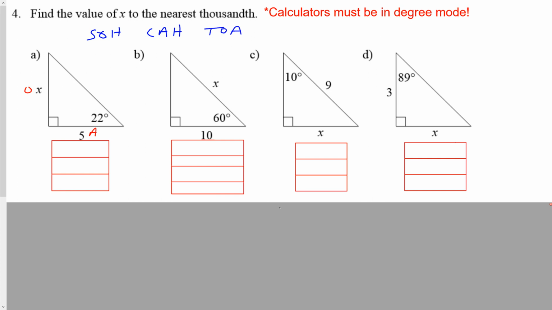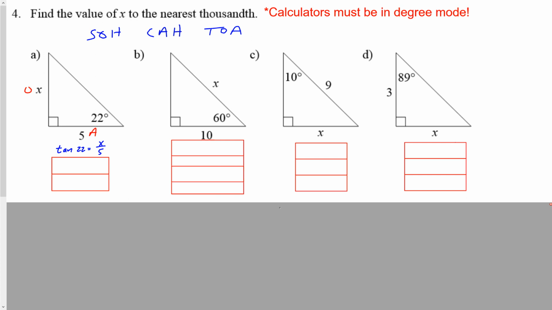If I'm using SOHCAHTOA, which one of those three trig ratios uses the opposite and the adjacent? That would be tangent. So I need to write the trig ratio first. So tangent of the angle 22 equals opposite over adjacent. So that would be x over 5.